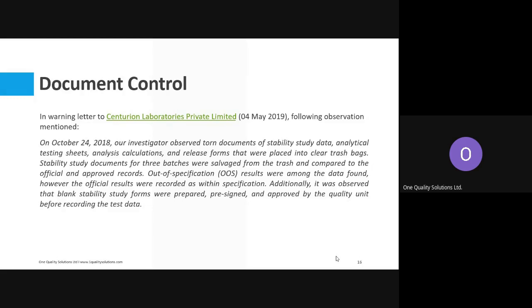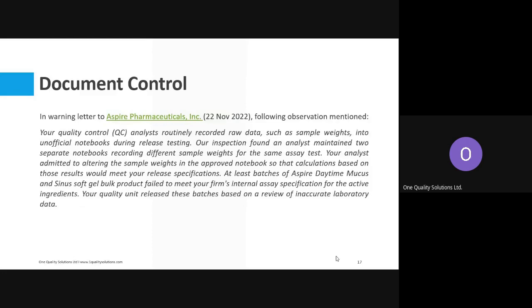Anyone can comment in the chat box. Okay, we can go to the next slide. Here I'm presenting another example from the warning letter. The observations are as mentioned in the slide.